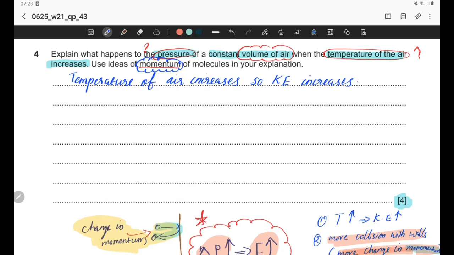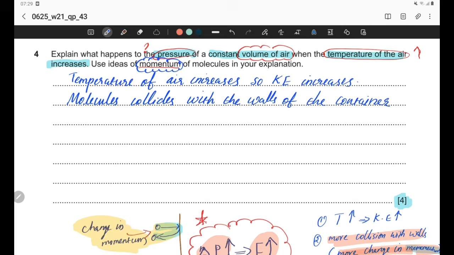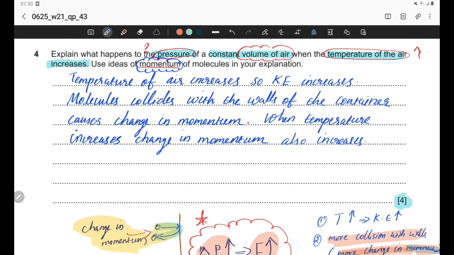First point we can write: temperature of air increases, so kinetic energy increases. Molecules collide with the walls of the container, causing a change in momentum of the molecules as their direction changes. When it hits the walls, it bounces back. Third point we can write: when temperature increases, change in momentum also increases. Because in the question it's mentioned the temperature of the air increases, so we should write what happens to the change in momentum. And the last point is very important: as the change in momentum increases, the force increases, hence higher pressure.